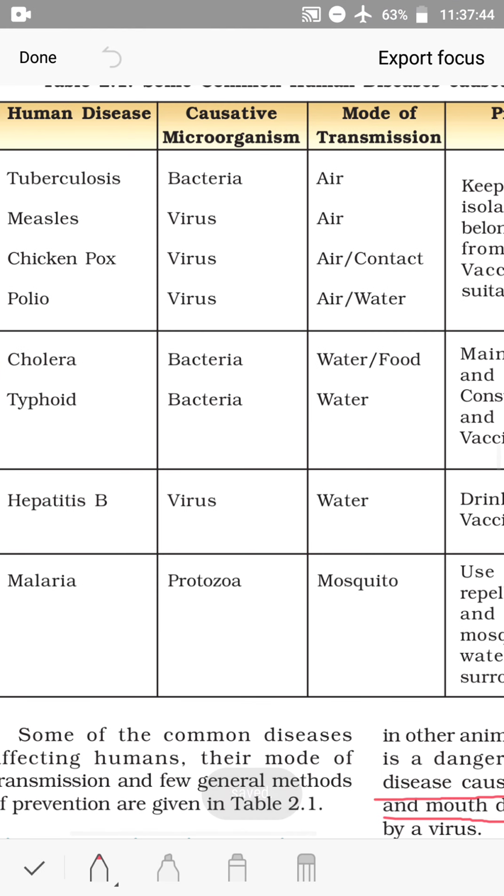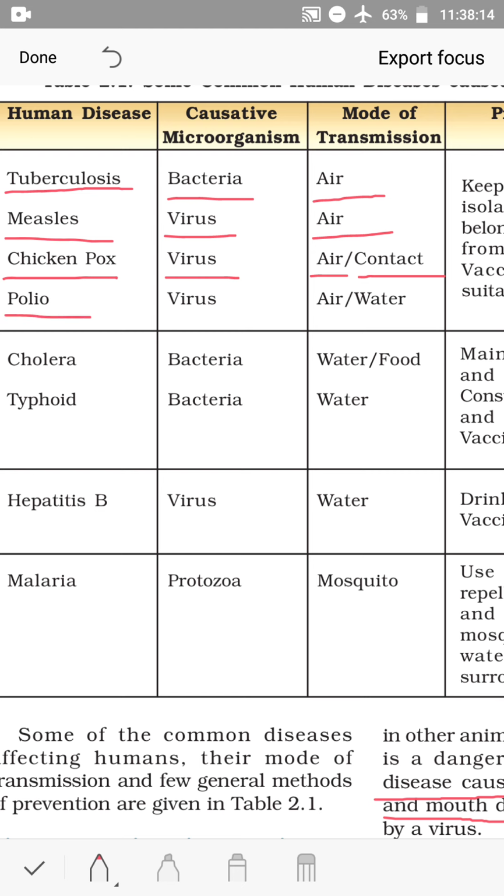Now next, let us discuss some common human diseases, causative microorganism, mode of transmission, and general preventive measures. First, tuberculosis. Causative microorganism, bacteria; mode of transmission, through air. Measles, causative microorganism, virus, it spreads through air. Chickenpox, virus, it spreads through air or contact. Polio, virus, it spreads through air or water.